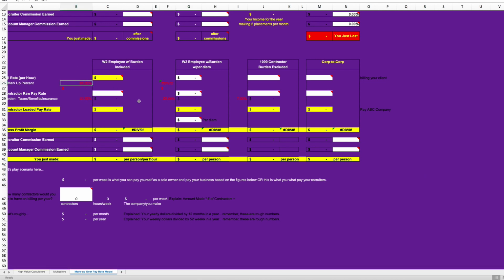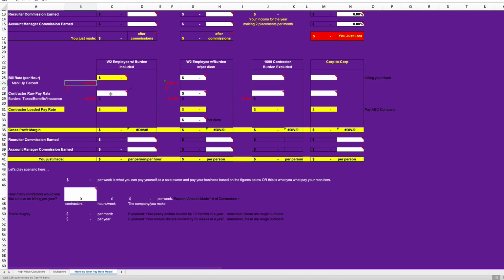So the markup percentage, if it's 65%, and I'm paying the candidate $50, and what did we decide earlier? We said $58 an hour. Then it tells me I'm billing my client $95.77 an hour. So see, it calculates it a little bit differently. So now you get the loaded contractor pay rate is $71.89, and the gross profit margin you're making is 24.8%. So it calculated it a lot differently.